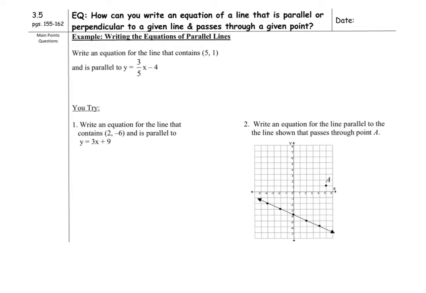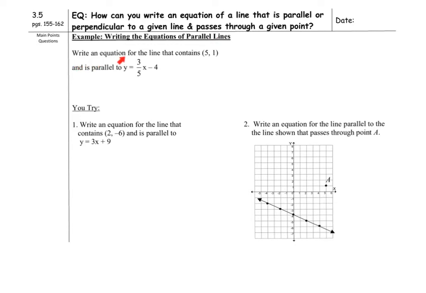In this video, we're going to use what we learned about point-slope form and write an equation of a line that is going to be parallel or perpendicular to a given line that passes through a given point. So first, let's look at writing the equations of parallel lines.